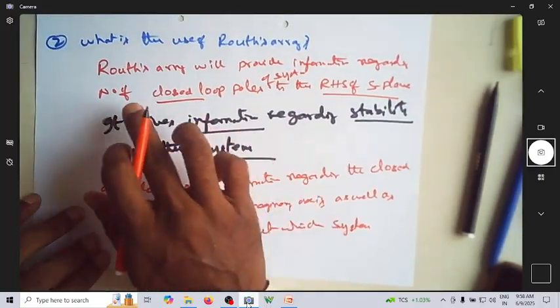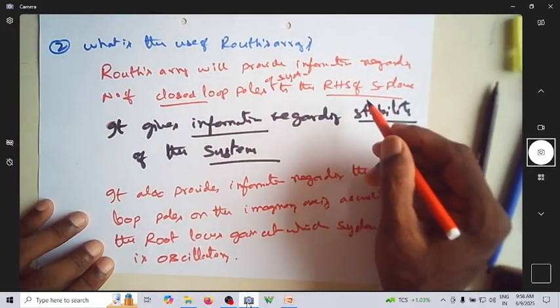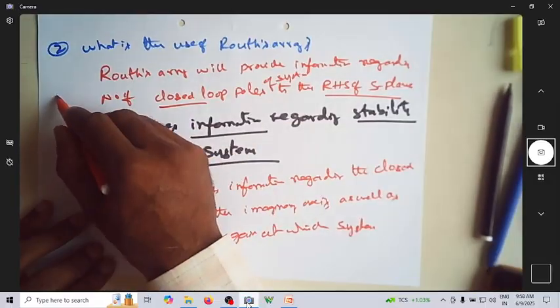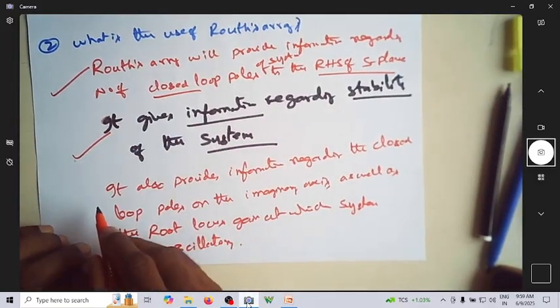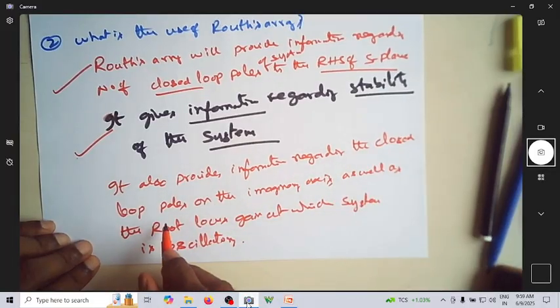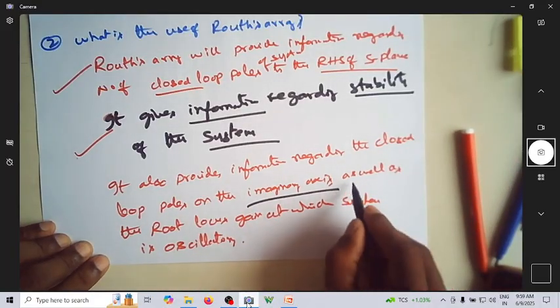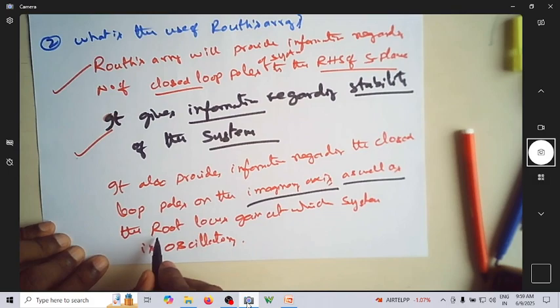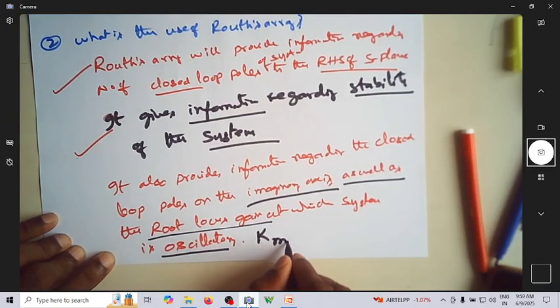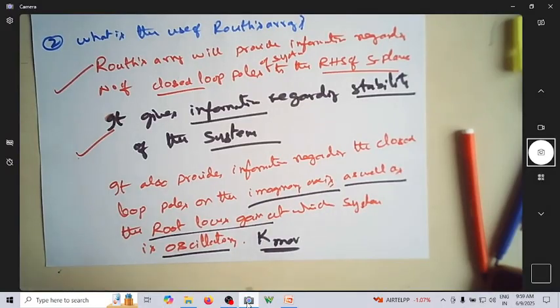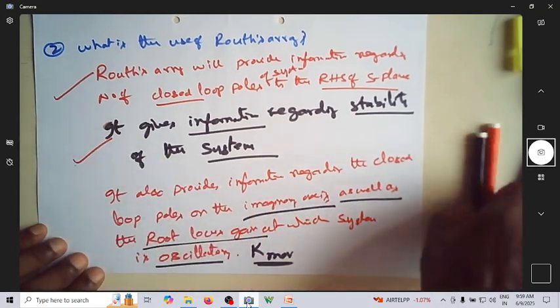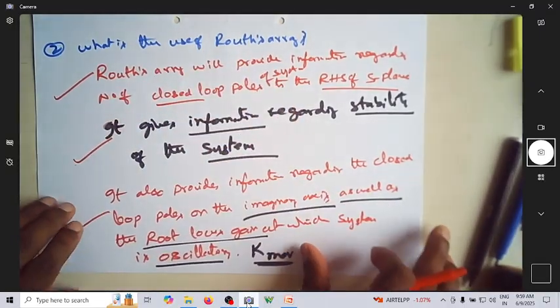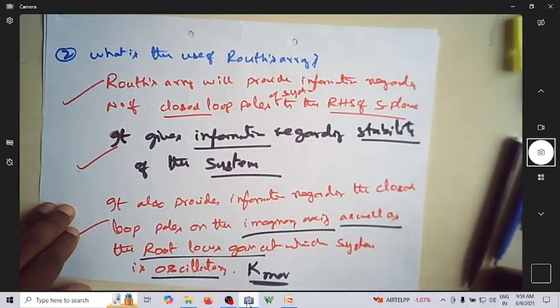Anyhow, it will give how many closed loop poles are on the right hand side. That is one piece of information. It also provides information regarding the stability of the system, and it also provides information regarding the closed loop poles on the imaginary axis, as well as the root locus gain at which the system is oscillatory. So we are going to find a margin, no? That's the value of the root locus gain when the system is oscillatory. So these are the three major pieces of information a Routh array is going to provide you regarding the system.